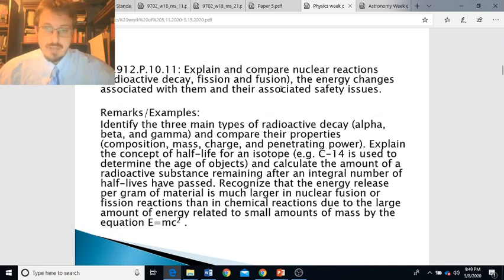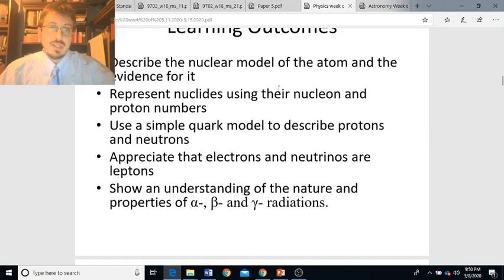Explain the concept of half-life for an isotope. For example, C14 is used to determine the age of objects, and calculate the amount of a radioactive substance remaining after an integral number of half-lives have passed. Recognize that the energy released per gram of material is much larger in nuclear fusion or fission reactions than in chemical reactions, due to the large amount of energy related to small amounts of mass by the equation E equals mc squared. That is just one single standard from the state of Florida, and it's the one that is relevant to the ACE learning outcomes, which you see here.